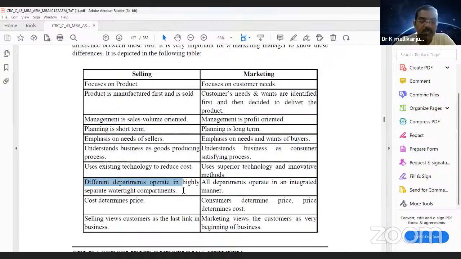Cost determines the price here. For example, the cost is 100 rupees. Now the company adds 20 rupees profit, and the selling price is fixed at 120 rupees. The price of the product is fixed based on the cost. Another example: the cost is 80 rupees, the company adds 20 rupees of profit, and the selling price is 100.